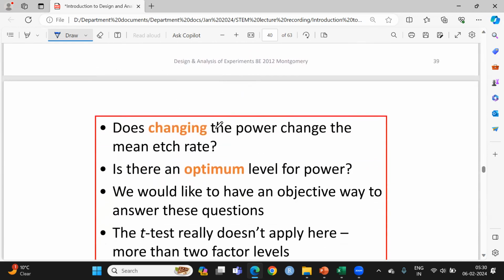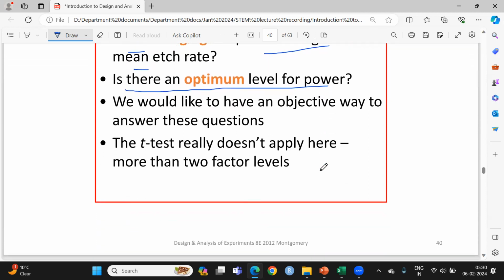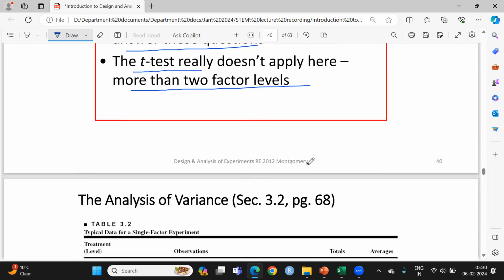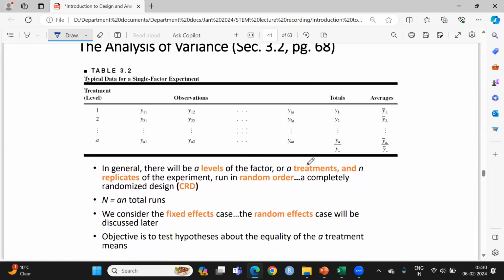So here, what is our objective? Does changing the power change the mean etch rate? Is there any optimal level for power? We have to try to find the answers to such questions. We would like to have an objective way to answer these questions. The t-test really doesn't apply here because we have more than two factor levels, right? So we will implement the test that is called analysis of variance.